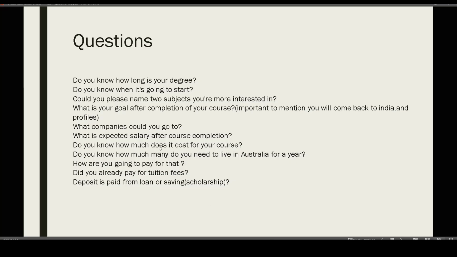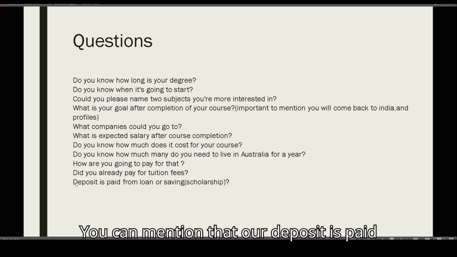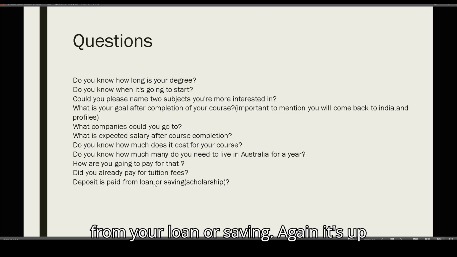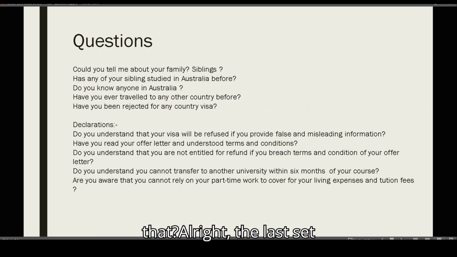Okay. Next question. So did you pay it or not? You can mention that a deposit is paid from your loan or savings. Again, it's up to you, like, how did you pay, or if there is any scholarship, you have to mention that.